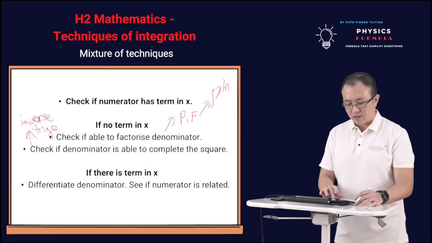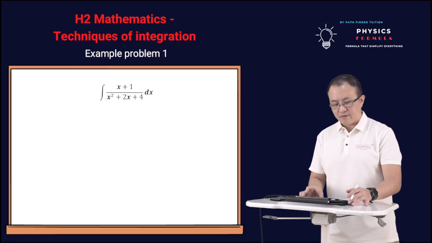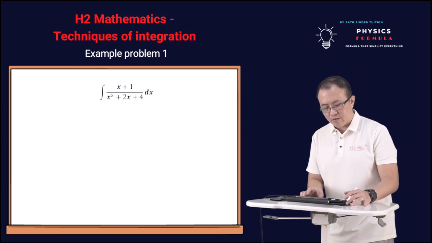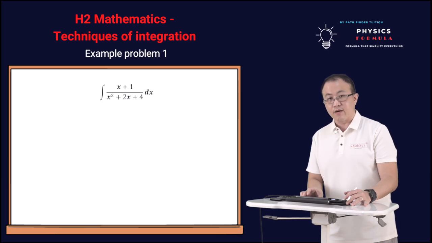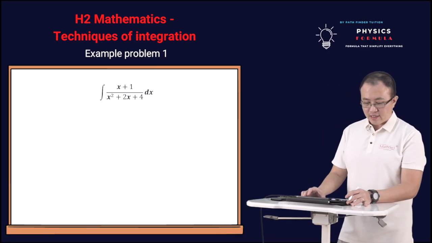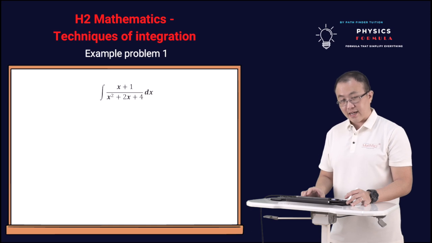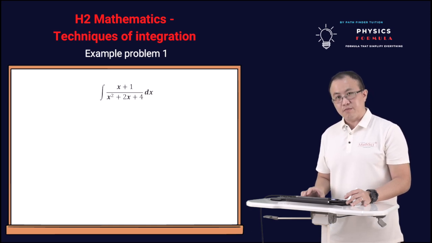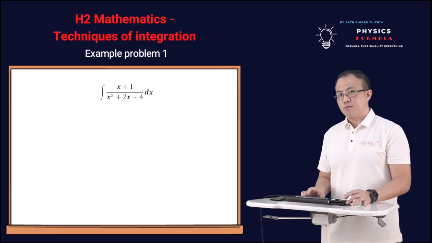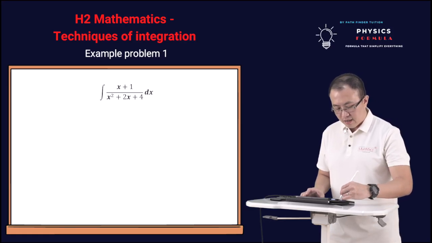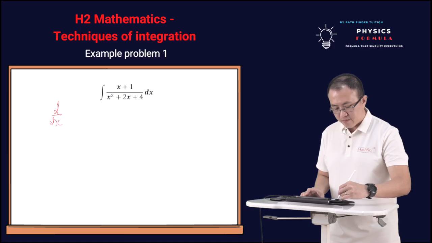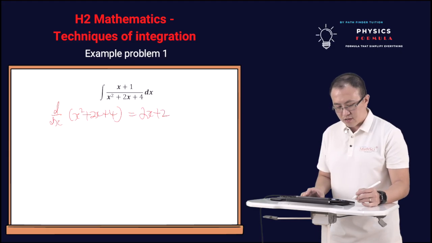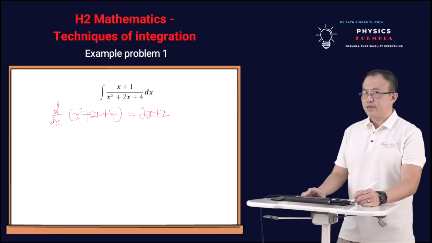We still need to go through some questions. So let's look at this very first one. So (x plus 1) over (x squared plus 2x plus 4). Okay, then the first thing that comes to my mind will be, okay, there's an x term at the top, there's an x term at the bottom. Could the x term at the top be a differential of the x term at the bottom? So let's try. If I were to differentiate x squared plus 2x plus 4, what I will get is 2x plus 2. Okay, looks very similar to my numerator.